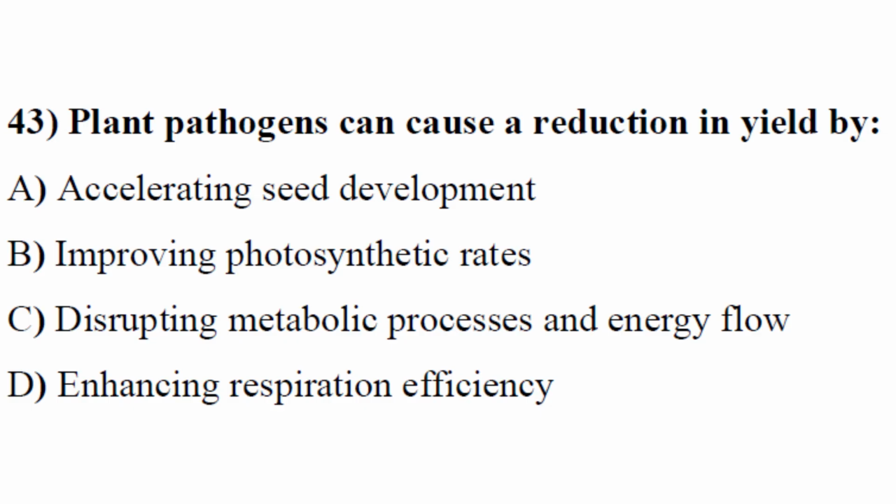43. Plant pathogens can cause a reduction in yield by: A. Accelerating seed development. B. Improving photosynthetic rates. C. Disrupting metabolic processes and energy flow. D. Enhancing respiration efficiency. Answer: C. Disrupting metabolic processes and energy flow.